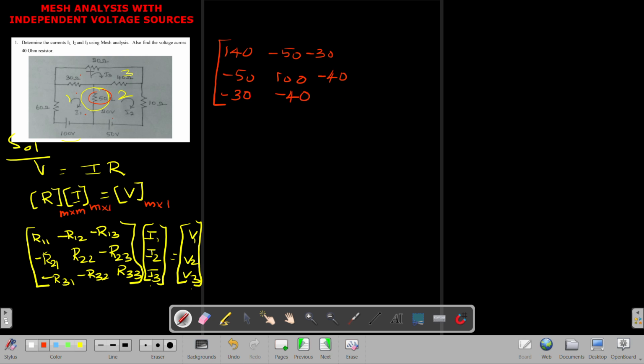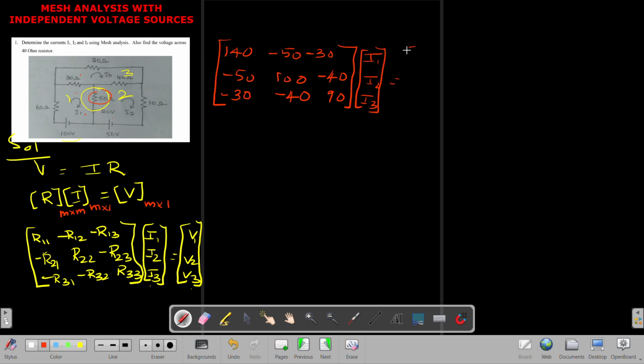Then R33 is nothing but the sum of resistors connected in mesh 3. So again three resistors, 40 plus 30 plus 20, so 70 plus 20, 90. So this is the resistance matrix. Okay, and the currents are unknown. Let's keep I1, I2, I3.